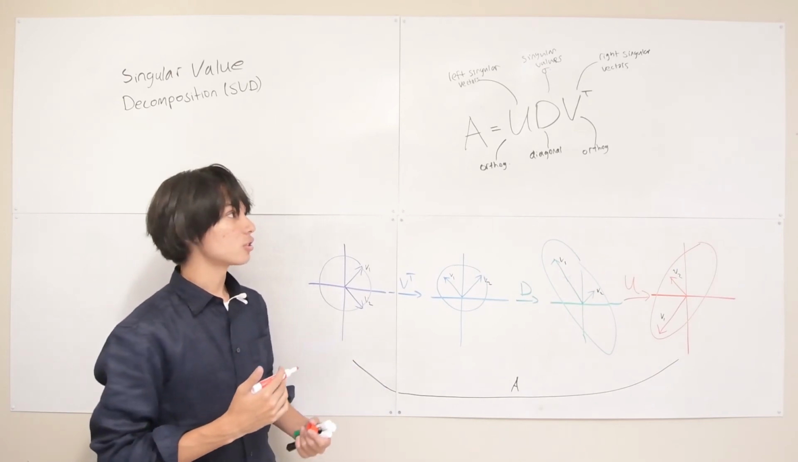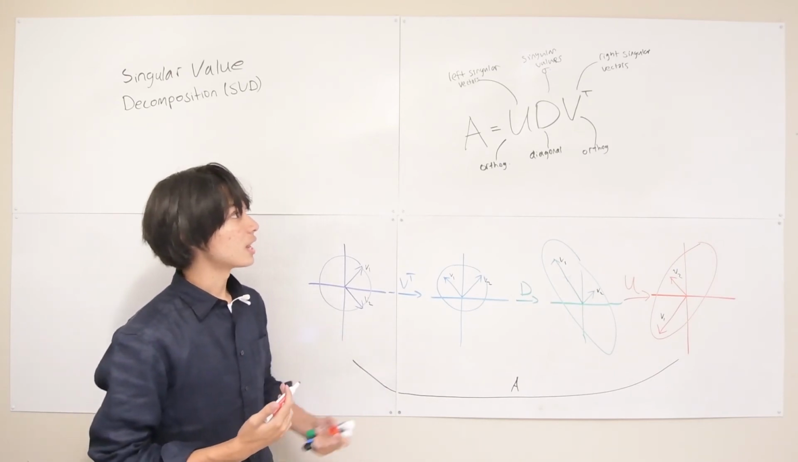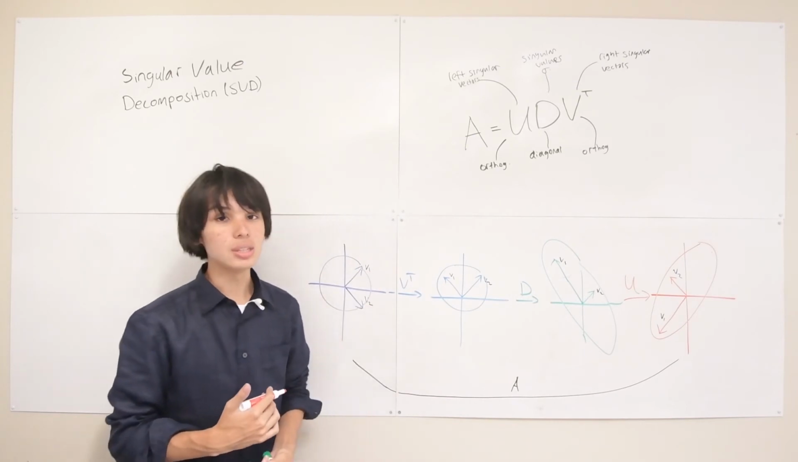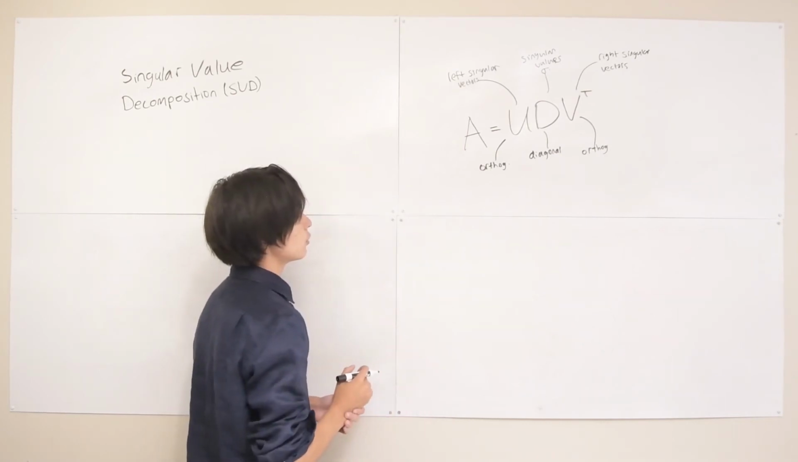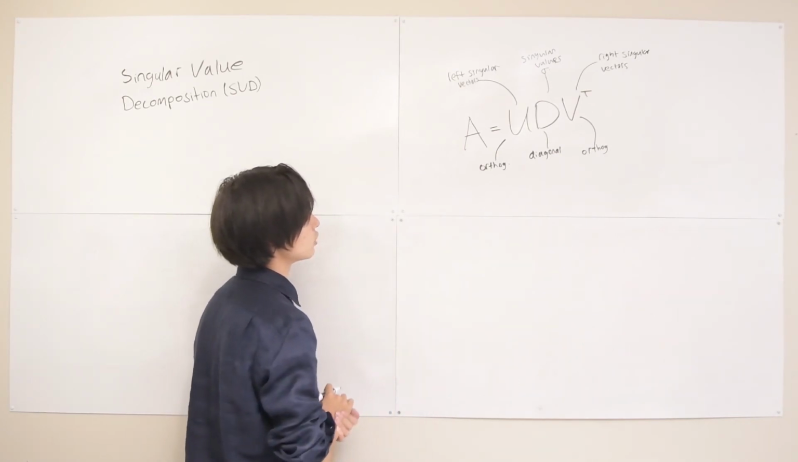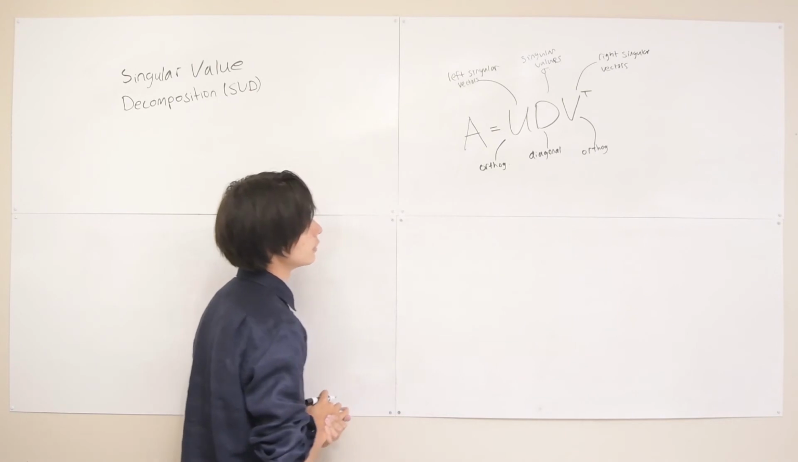But right after this, we're going to actually talk about the algebraic understanding of how we can actually calculate those U, D, and V matrices. So let's get to that now. Alright, so let's begin tackling this algebraic intuition and how we can actually calculate U, D, and V.